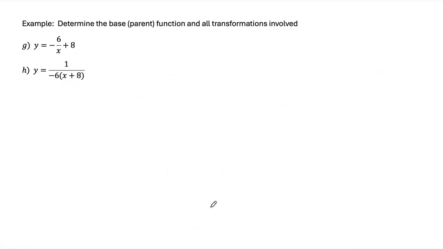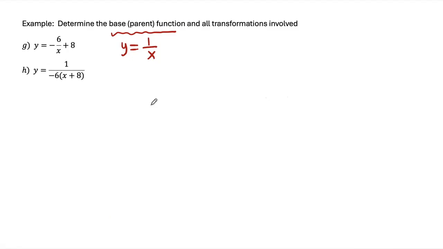G and H. Both of them have an x at the bottom, so our base or parent function is the y equals 1 over x function. Let's look at the first one. I have a negative right after the equal sign, so we know that this negative is going to flip the y values. We're going to call that a reflection over the x-axis. That's how you flip the y values.